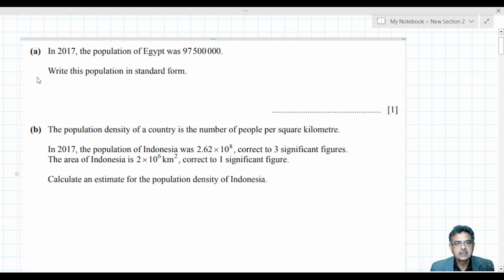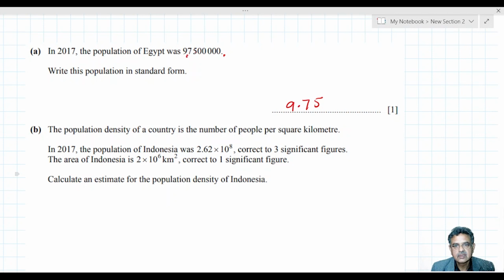and it says that in 2017 the population of Egypt was this much. Write this population in standard form. So in standard form, it will be 9.75. Now we will count the digits from here till here: 1, 2, 3, 4, 5, 6, 7. There are 5 zeros and 2 non-zero digits.